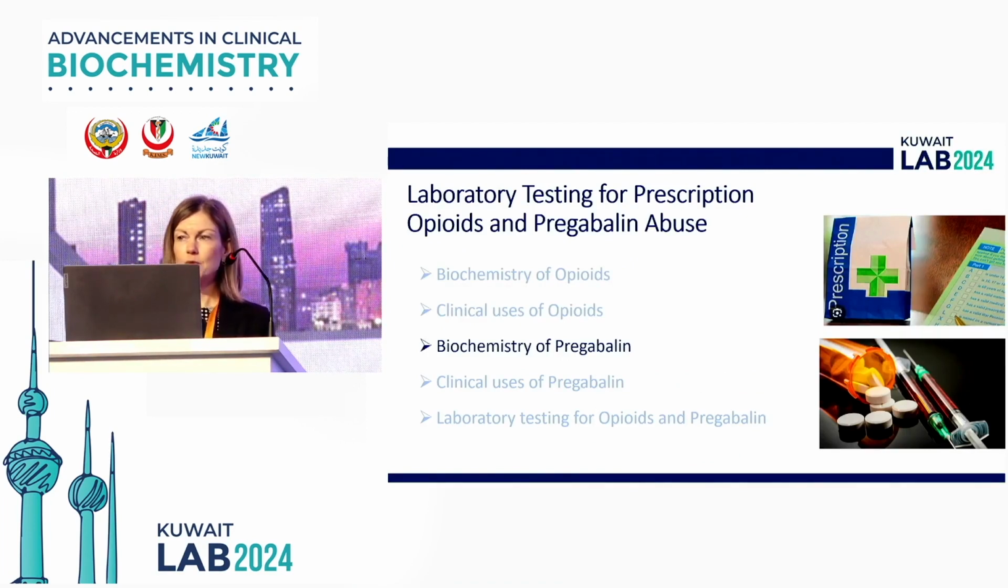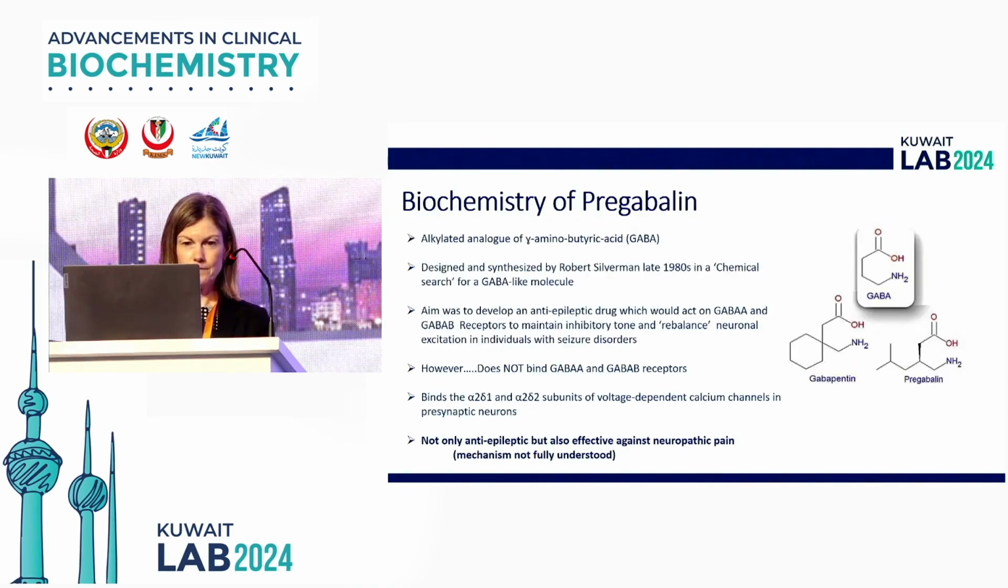What about pregabalin? Why am I talking about pregabalin when I've just been talking about opioids? Pregabalin is an alkylated analog of gamma-aminobutyric acid. It was designed in the 1980s by a scientist called Robert Silverman in the States in a chemical search for a GABA-like molecule. And the aim of that research group was to develop an anti-epileptic drug which would act on GABA A and GABA B receptors to maintain inhibitory tone and rebalance neuronal excitation in individuals with seizure disorders.